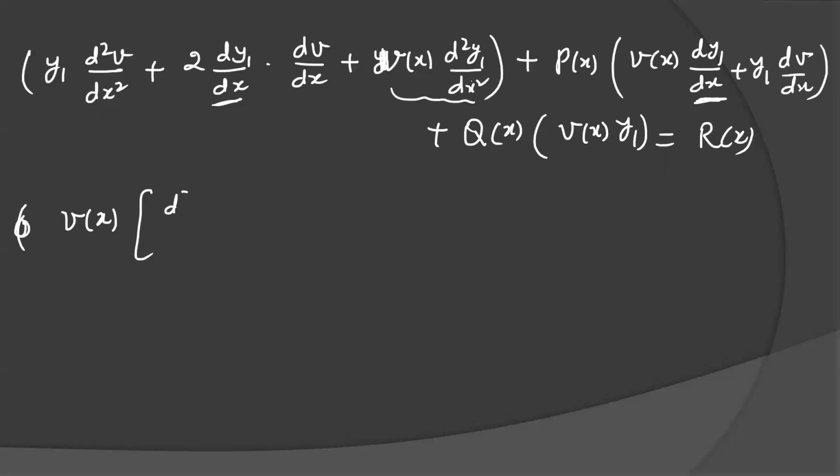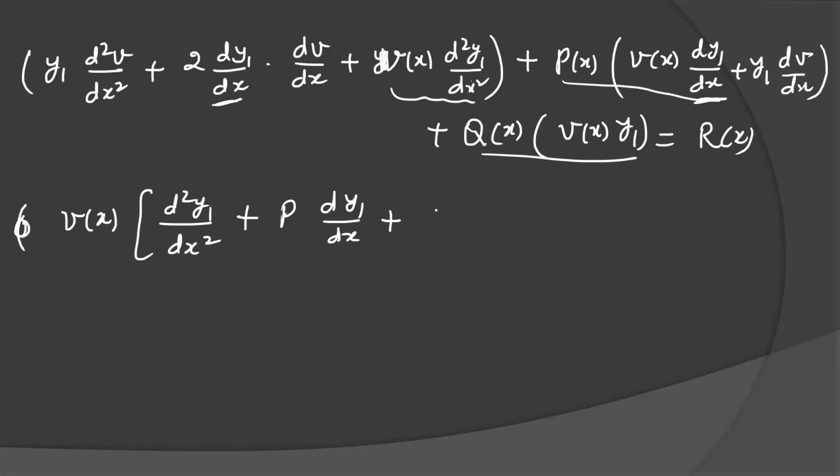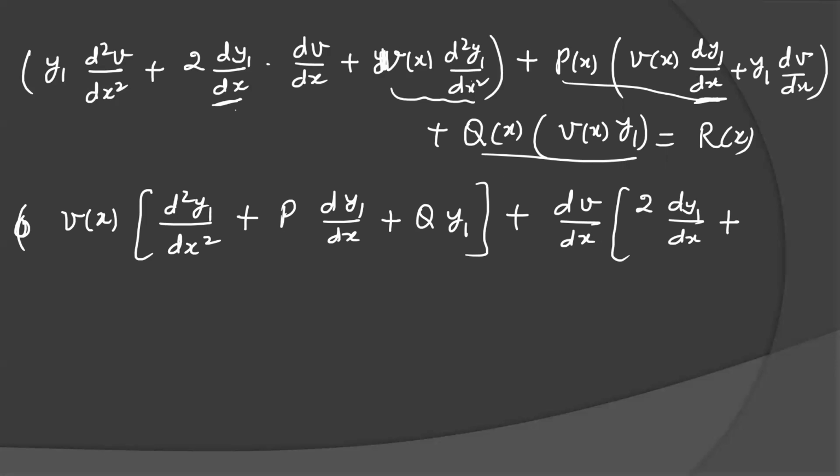Vx is coming here, d2y1 by dx2 plus, where is the vx again? This is the vx actually, plus p dy1 by dx, and this is also vx. So qy1, where p and q are functions of x. Then collect the derivative of v dash x, meaning dv by dx. dv by dx means this is the first term, so it will be 2 dy1 by dx plus, where is the dv by dx again?